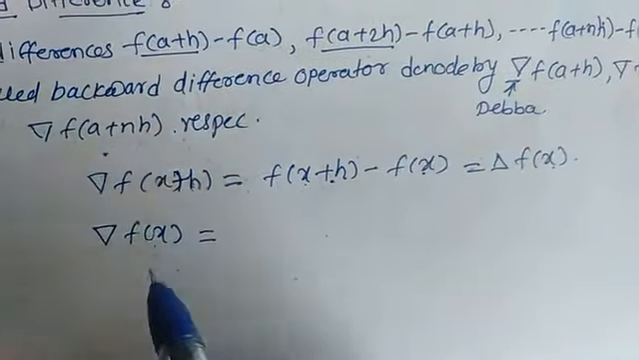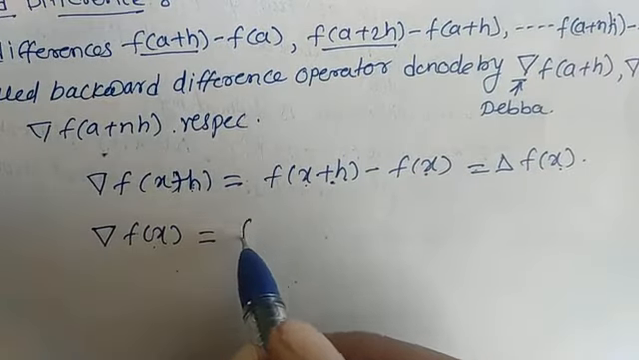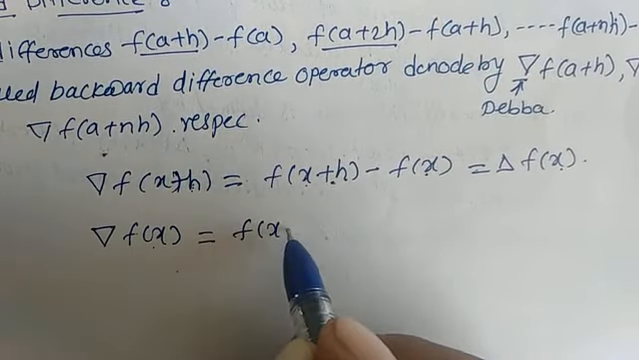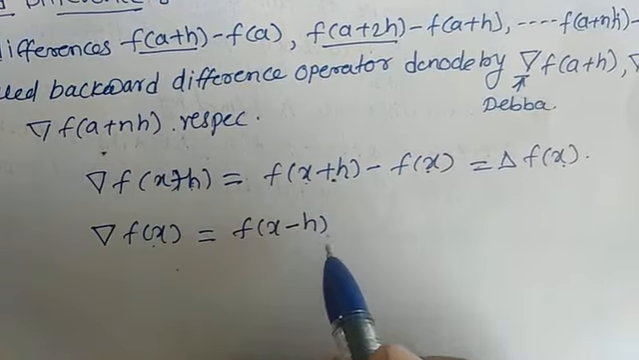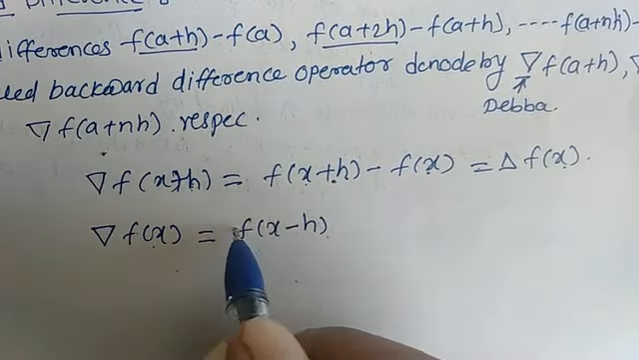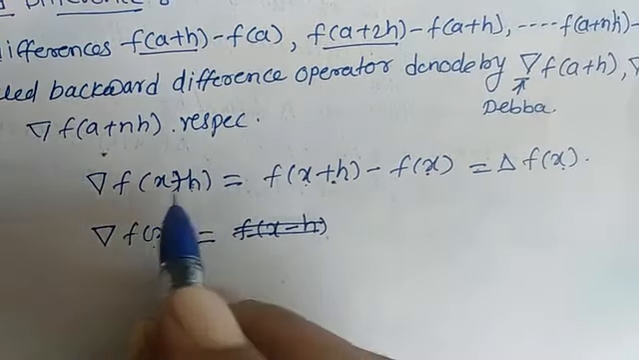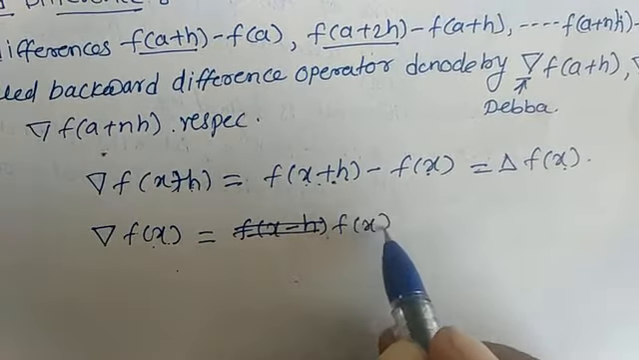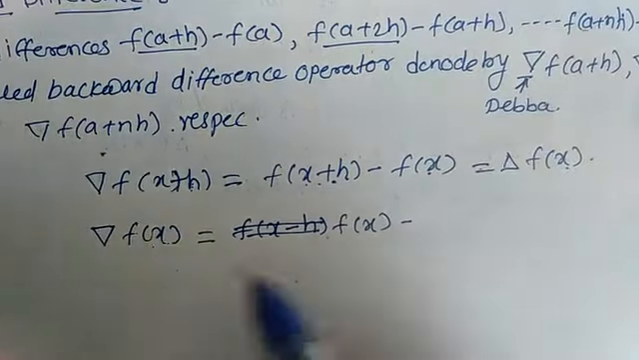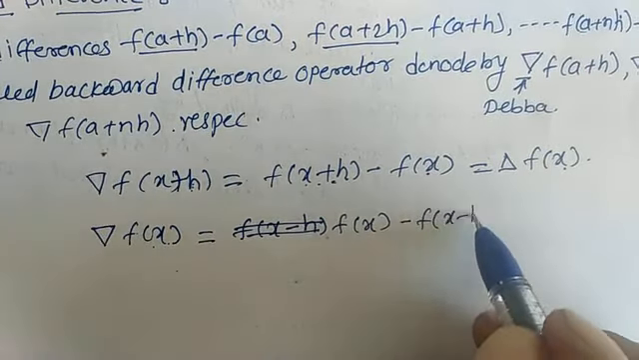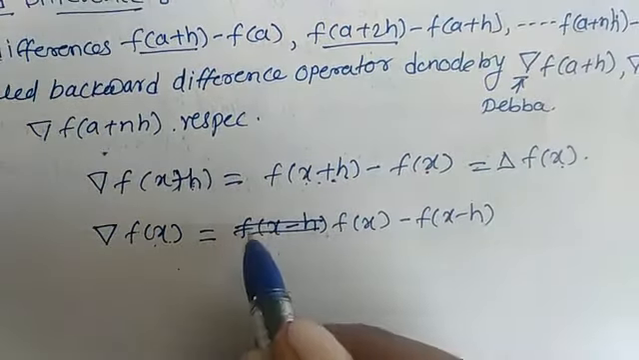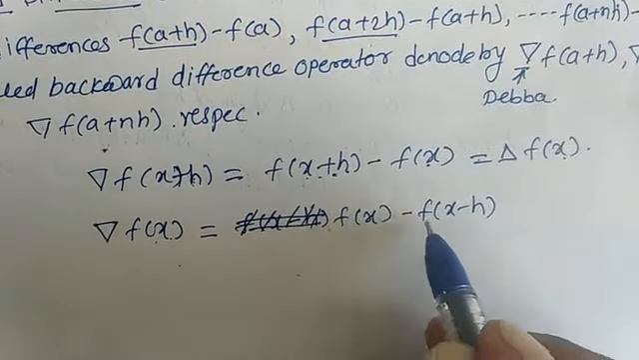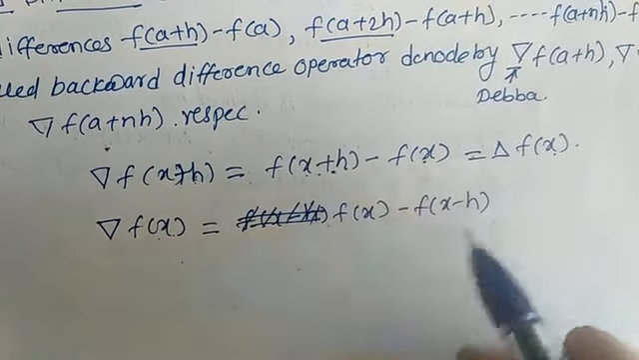So f of x can be written as, we have to write f of x minus h. It is the first function, so nabla f of x is f of x, and its previous function is f of x minus h. So nabla f of x is equal to f of x minus f of x minus h.